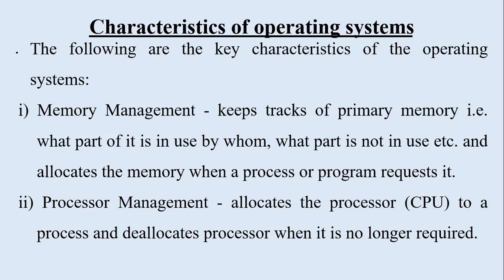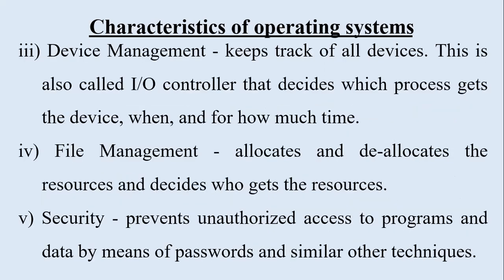The second characteristic is processor management. In this case, the operating system allocates the processor or CPU to a process and deallocates the processor when it is no longer required or when the process no longer requires it. Number three, device management. The operating system keeps track of all devices. This is also called the input-output controller, which decides which process gets the device, when, and for how much time.